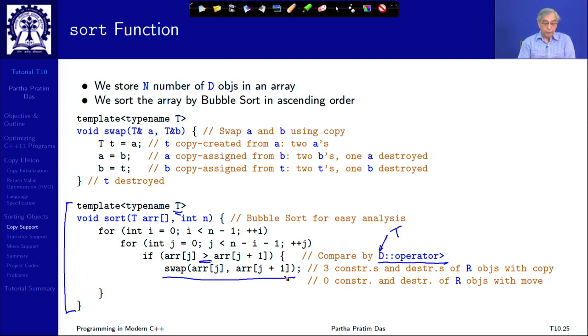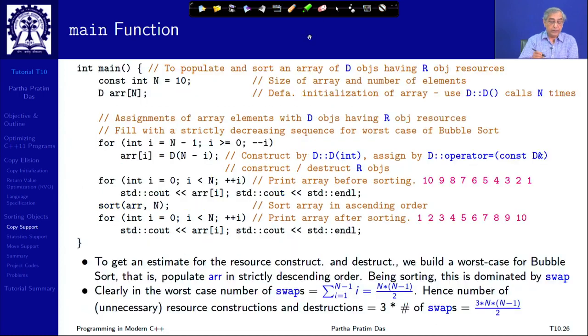Now, when I want to swap these two objects, naturally I make use of this swap function, which is a standard templatized swap function, which as you know does multiple, 3 copies. So, 3 constructors and destructors of the resource object with copy will have to be done, right. With move, the scenario will change. Now, let us see what happens in the main function.